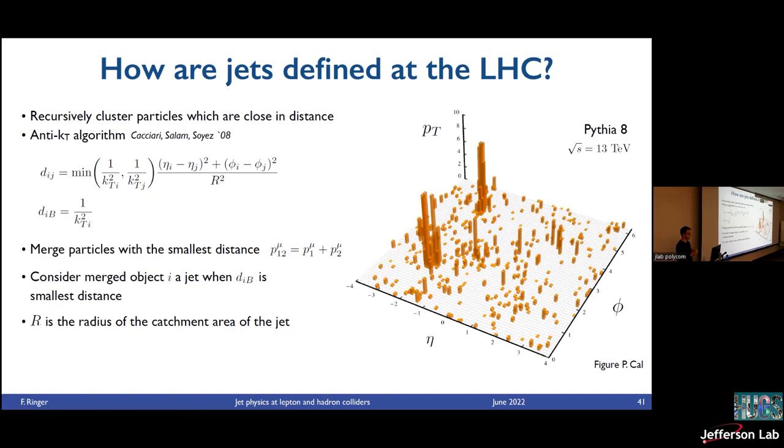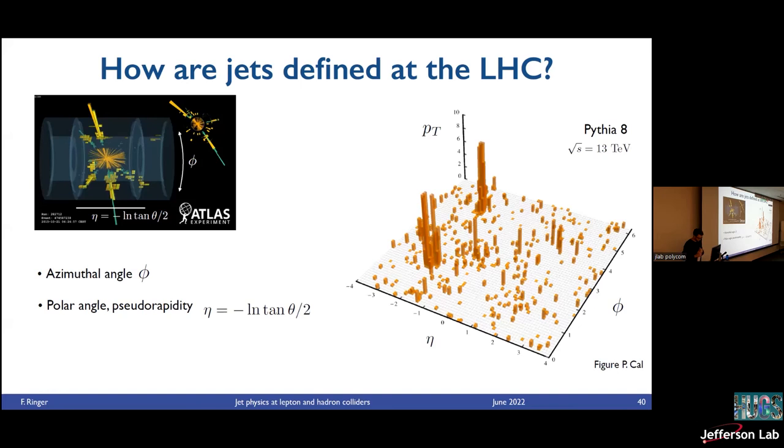Question? Yes, please go ahead. Could you go to the previous slide? The previous one, yes. There's an image on the left from the ATLAS experiment, and then the graph on the right. Are they both from the same collision? It's not the same event.